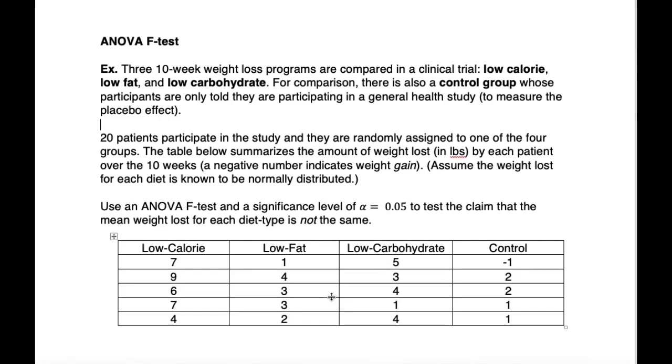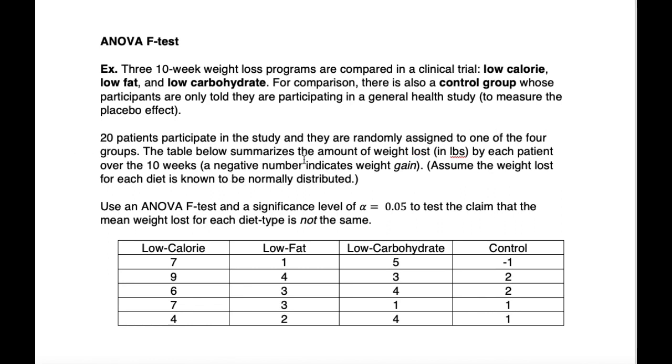In this video, I am going to do an example of an ANOVA F test. Example: three 10-week weight loss programs are compared in a clinical trial: low calorie, low fat, and low carbohydrate. For comparison, there is also a control group whose participants are only told they are participating in a general health study. 20 patients participate in the study, and they are randomly assigned to one of 4 groups.